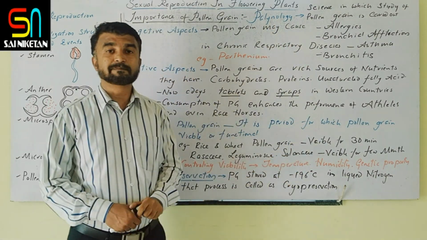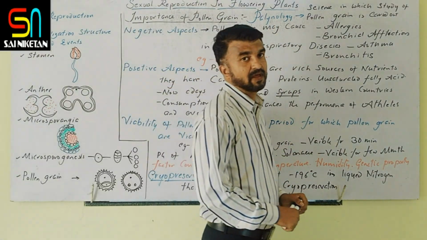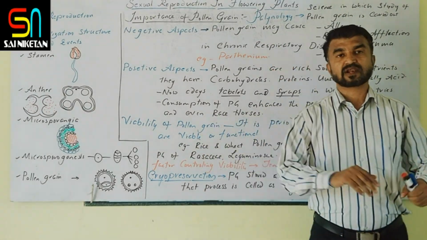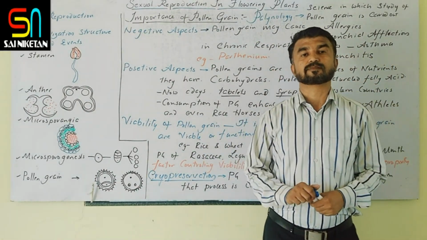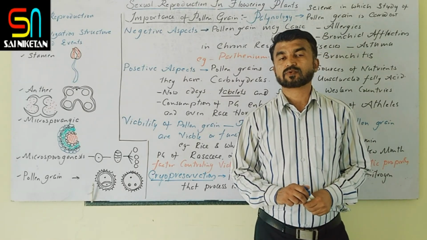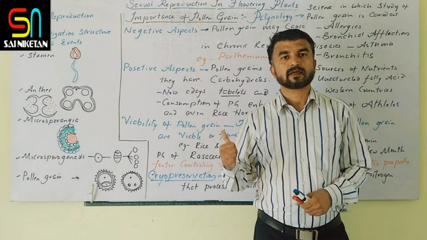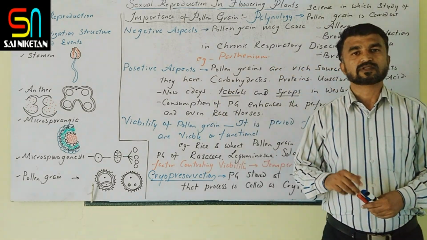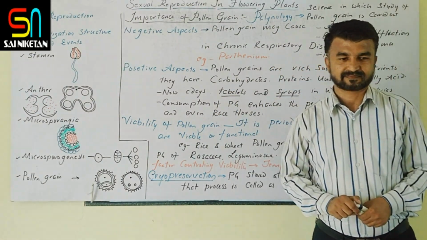So this is about the pre-fertilization structures and processes. Clear? The next topic is the pre-fertilization structure related to the female reproductive part, in which we are going to cover the pistil, megasporangium and the embryo sac. So, a short pause. Clear?